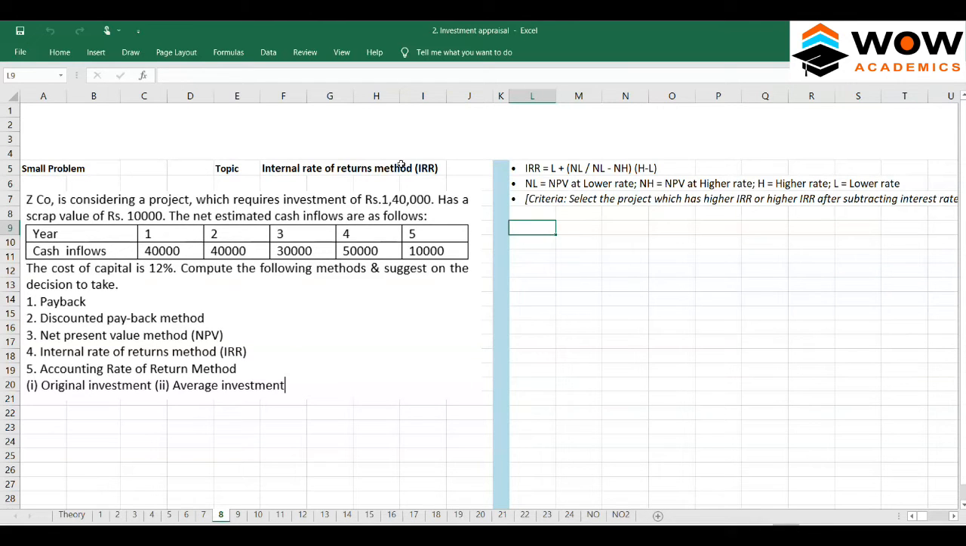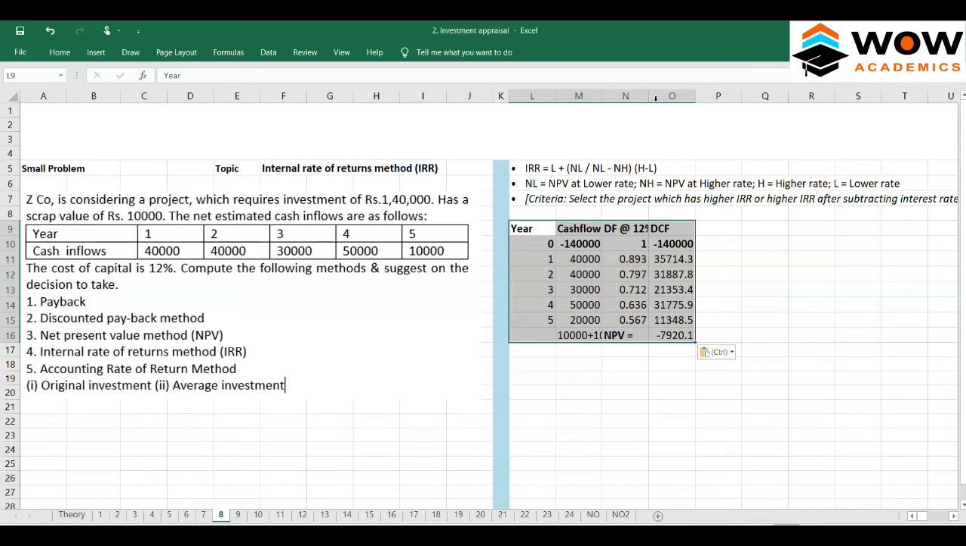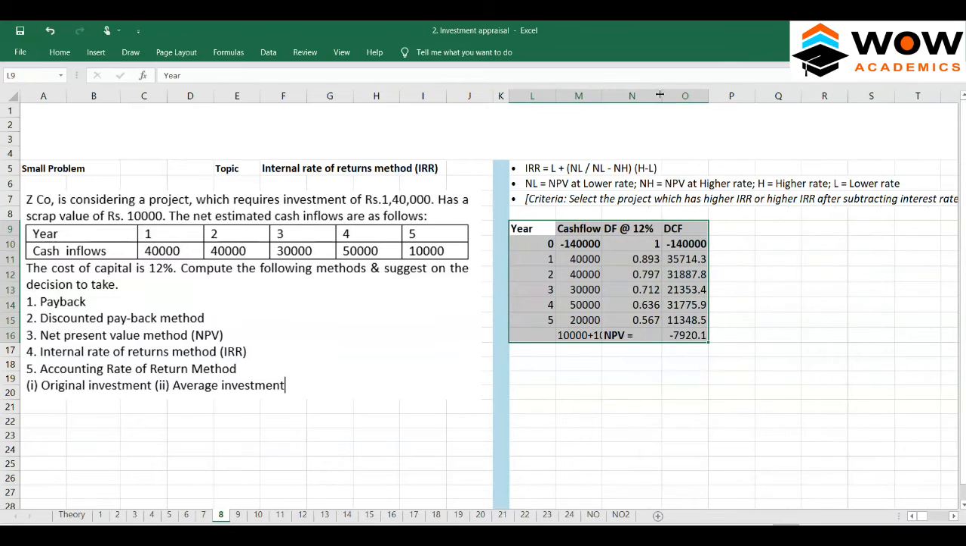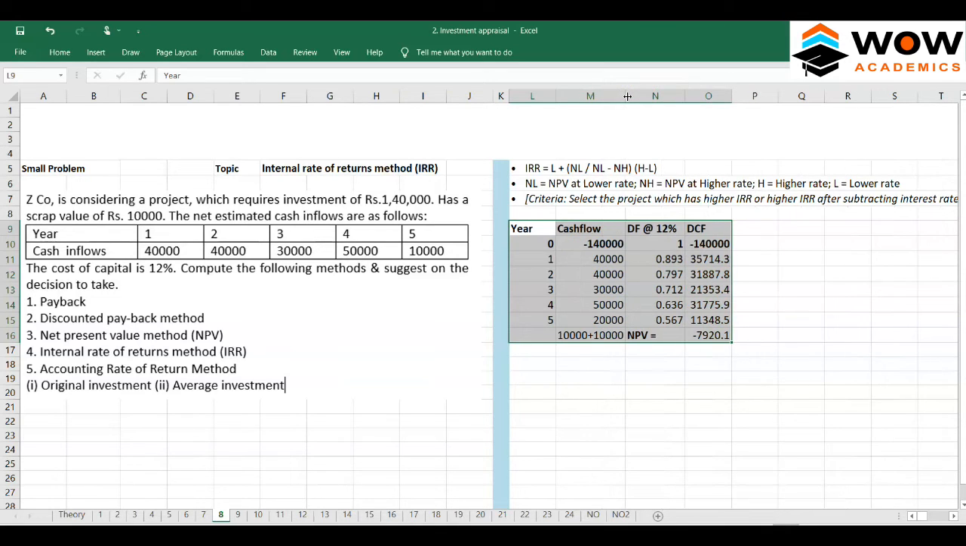So for this problem, we have to first do an NPV, then only we can do the IRR here. So NPV we have to do once with this cost of capital and first get an answer. So I have got the answer. Let's see. So we have got the answer from the NPV that we did earlier. So we got a negative NPV.